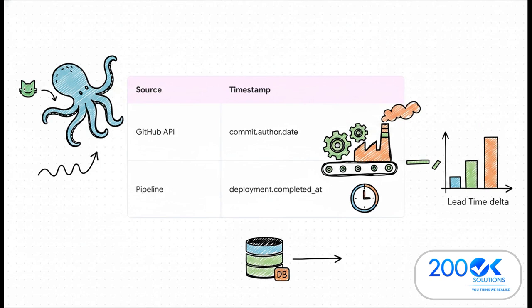So how do we automate that gap? Well, you need to pull 2 specific timestamps and store them in a time series database to calculate that delta. First, you pull the commit.author.date from the GitHub API the moment the PR is opened. Second, you record the deployment.completed_at timestamp directly from your pipeline right when the job finishes. The difference between those 2 points in time? That's your true lead time. By storing both of those in your database, you get an unarguable, fully automated measure of how long it really takes for code to go from a developer's keyboard to the customer's hands.